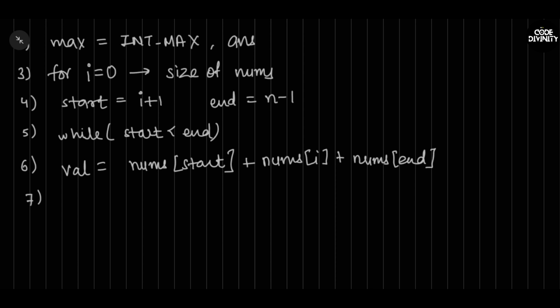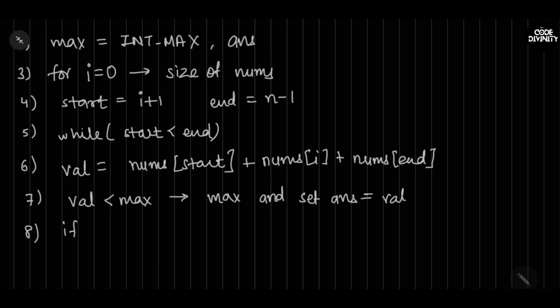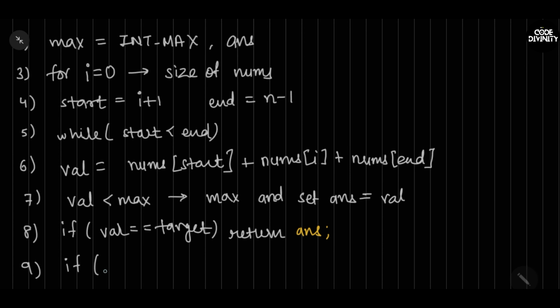After we compute our sum, we will check whether the current value is less than the max or not. If it is less than max, then we will update max and set answer to our current value which we have computed just now. Then we will check if the current value is exactly matching our target or not. If it is matching the target, we have already found our answer, so we will return it. Otherwise, if value is greater than target, we will move end pointer behind, else we will move start pointer ahead.